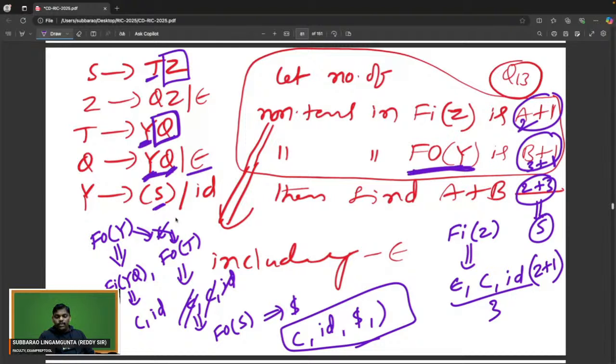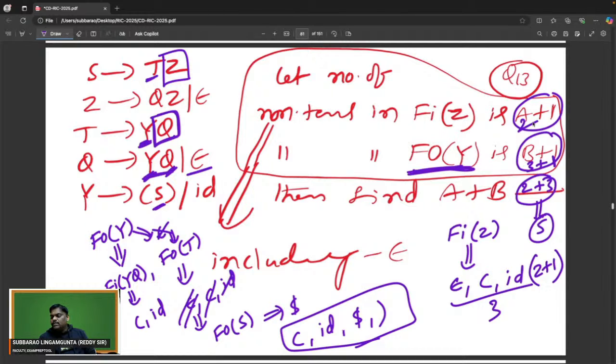What is the follow of T? Follow of T is first of Z. First of Z we already have, so substitute. So there is no confusion, nothing. Simply first and follow. I cannot teach first and follow now. In the classroom, 2 or 3 classes I explained how to find out first, how to find out follow. So careful everyone.